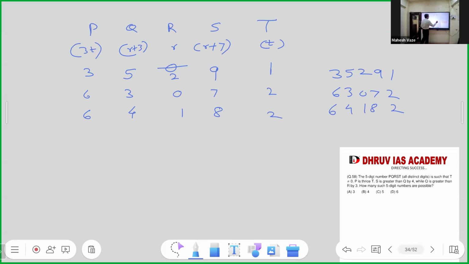Then you can have 3 here. 3 3s are 9. Okay, so again you cannot have 0 here because 0 plus 3 will be 3. So already there. So you can have 1. So 1 plus 3, 4. And 1 plus 7, 8. So 94183.